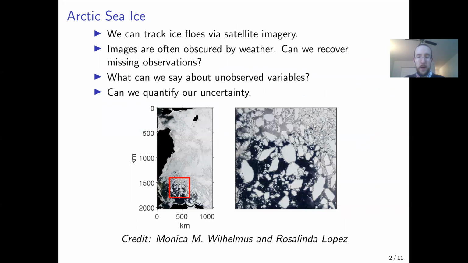So this talk is not going to focus on the process of actually tracking the flows. Instead, we're focused on the problem of, can you recover the missing observations due to being obscured by weather or other factors? And also, what can we use these trajectories for? What can we say about unobserved variables in the system, for example, flow thickness or mass? What can we say about the underlying ocean or other variables like those? And also, can we quantify our uncertainty about these estimates? And so that will be the focus of the talk.